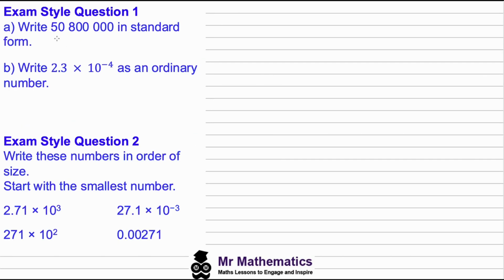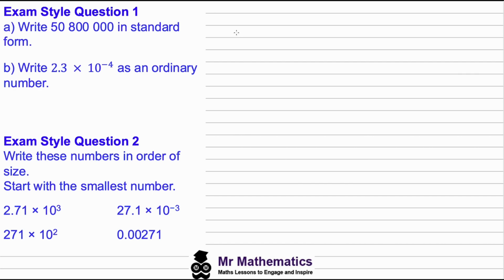So in question 1, we've been asked to write 50,800,000 in standard form, and then 2.3 times 10 to the -4 in ordinary form. And then for question 2, to write these numbers in ascending order, from smallest to biggest. So do you want to try these questions yourself? You can pause the video, and when you come back, we'll go through the solutions.